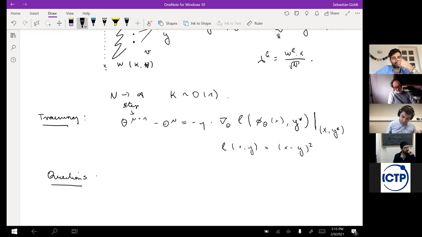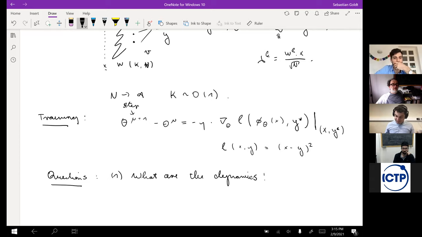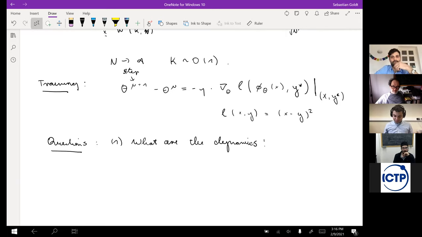So what are the dynamics? And this is going to be the focus of today. This is online learning, right? I'm going to look at online learning, and I'll say in a second what that means. And the second question is, what kind of impact does the structure in the data have here?